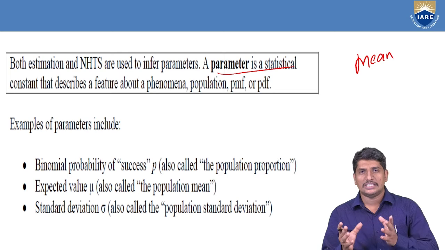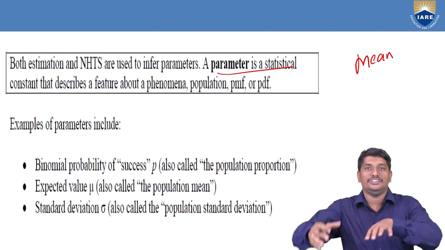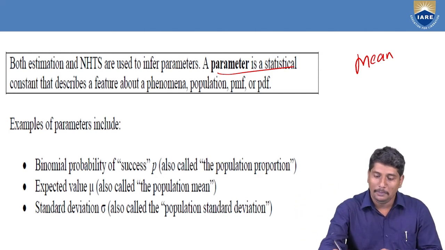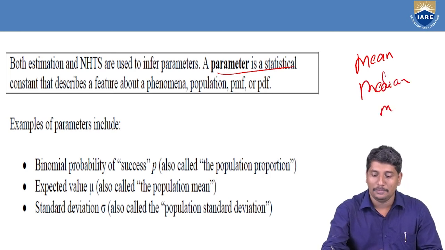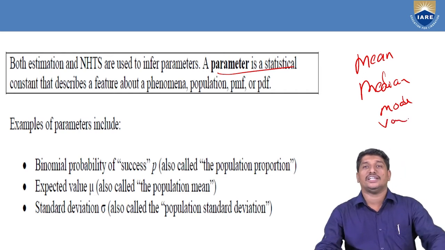That means the mean is nothing but an accumulation point, you can say, or gravitational point, or the point around which the data points are being circulated. Okay, and median, like mode, variance. So there are several statistical constants.